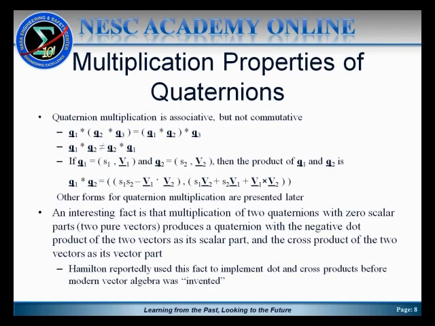One interesting fact to note, if you look at that form, though, is if you were to multiply two quaternions with a zero scalar part, now there's just two pure vectors, that would produce a quaternion with the negative dot product of the two vectors as its scalar and the cross product of the two vectors as its vector part. And Hamilton reportedly used this fact to implement dot and cross products before the concepts were invented in modern vector algebra. So he was a very intuitive person mathematically, as we all know.